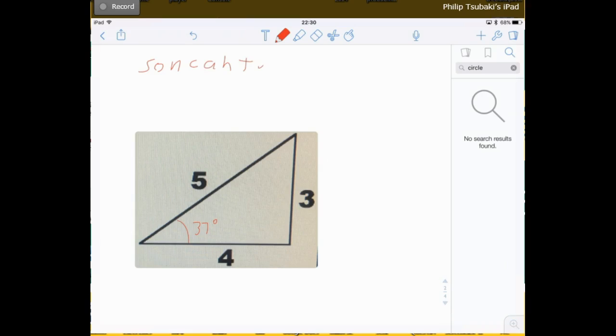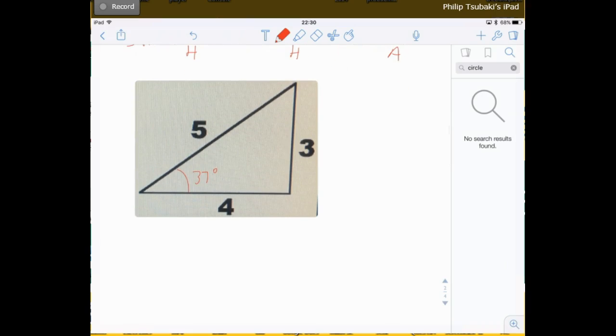Sohcahtoa. Basically, this stands for sine is equal to opposite over hypotenuse. Cosine is equal to adjacent over hypotenuse. Tangent is equal to opposite over adjacent. That's Sohcahtoa. Okay, and we're going to do a few examples here with a 3, 4, 5 triangle.